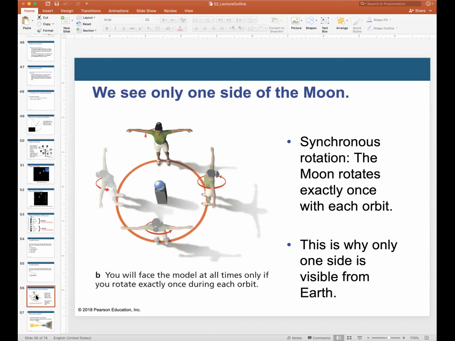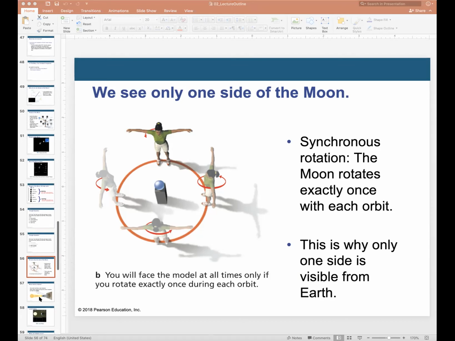What happened to the moon later on? What happened to the moon that it stopped rotating? It used to rotate just like us every 24 hours. It used to rotate, but it doesn't anymore. And we will learn why and what happened to it. But only one side of it is visible.